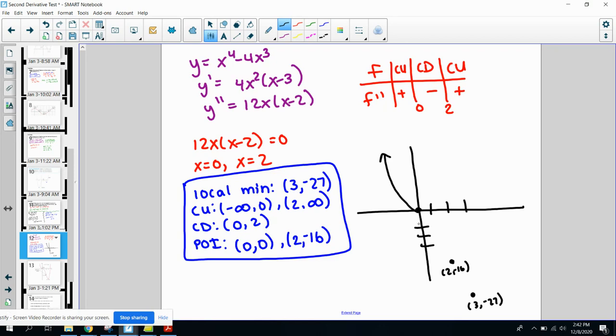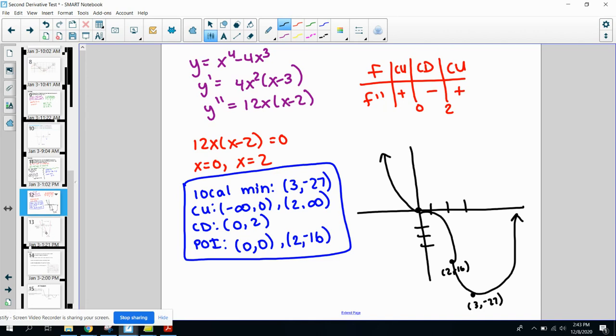And then from 0 to 2, it's concave down. So I have to connect 0 and 2, but I need it to be angled in such a way that it's frowning at me. So something like that. Oops, that's a little bit bad, but it's going concave down. And then from 2 to infinity, it's back to being concave up. So something like, I don't know, this is very terrible, like that. Okay, so we're kind of piecing together the information.